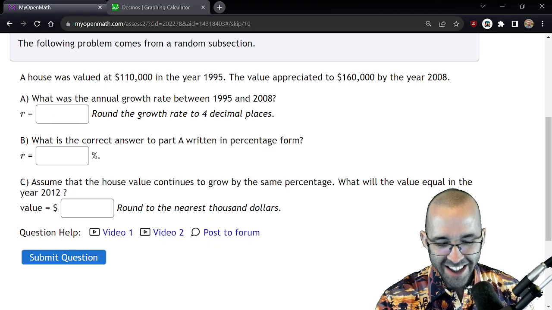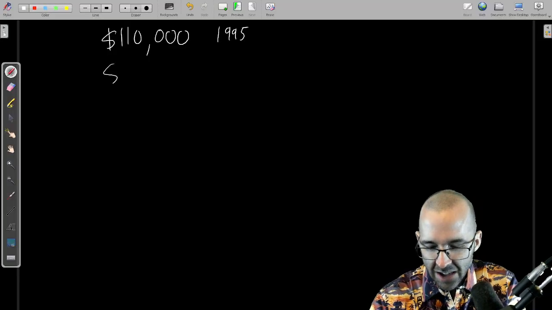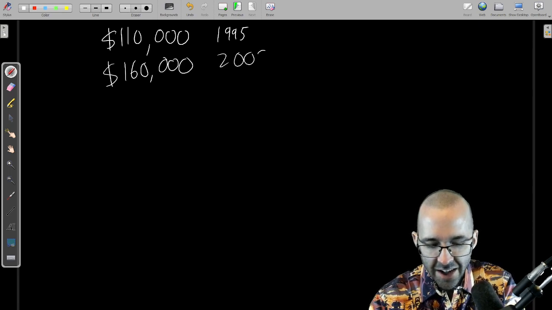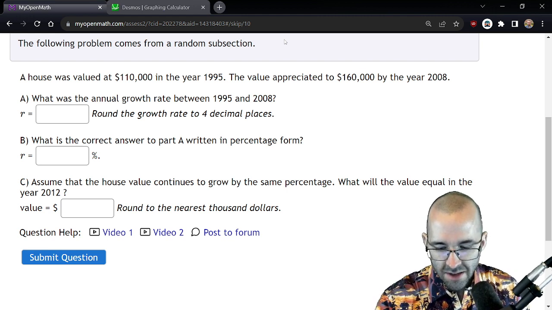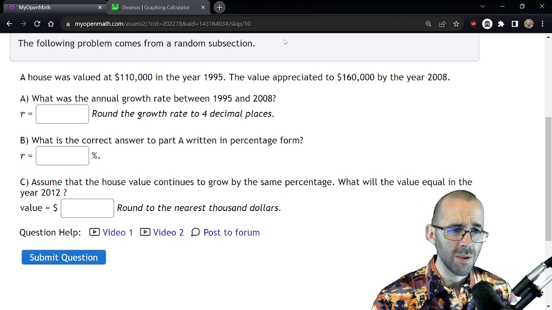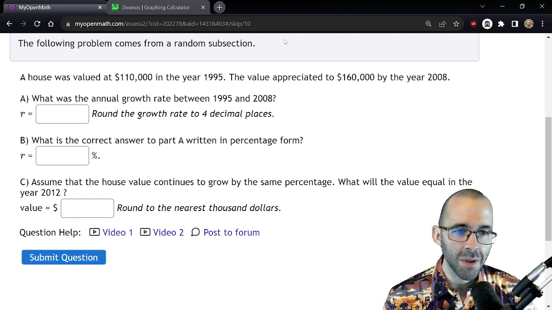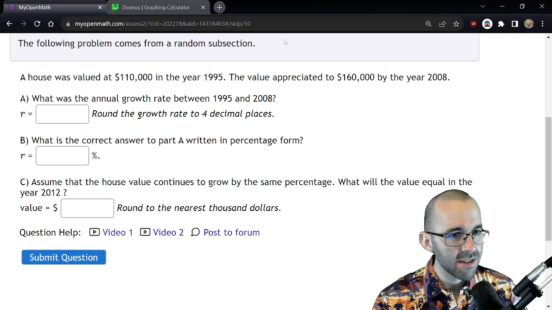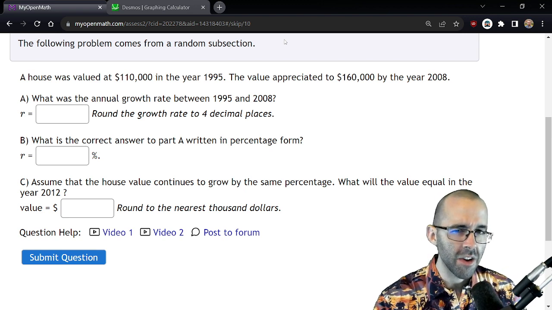It appreciated by 160K in 2008. Ooh, 2008. Yeah, that's another interesting story for housing prices. So 160,000, 2008. What was the annual growth rate between those years? Ooh, that's interesting. It's asking us to find the growth rate. We need the equation. We know the starting value. We just don't know the B. And specifically here, we don't know the R.